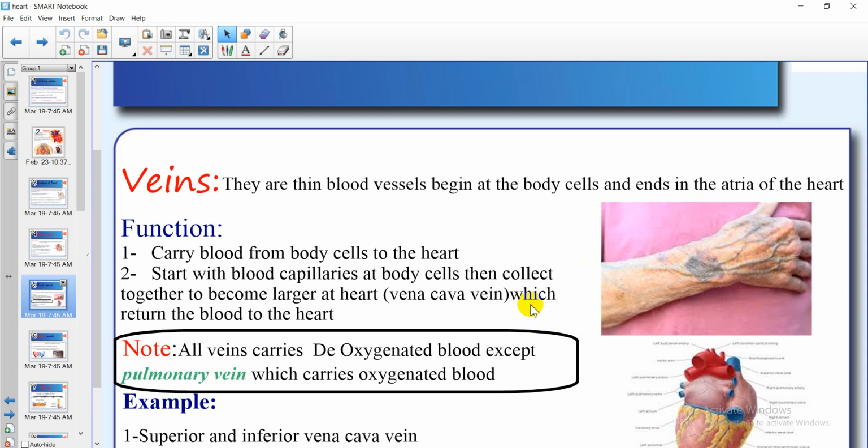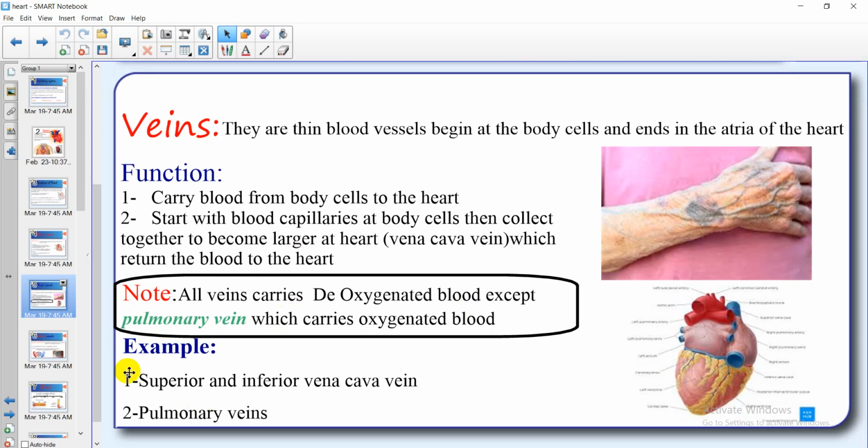All the veins carry deoxygenated blood, which means they carry carbon dioxide gas, except one vein, which is the pulmonary vein, which carries oxygenated blood, which means blood plus oxygen.